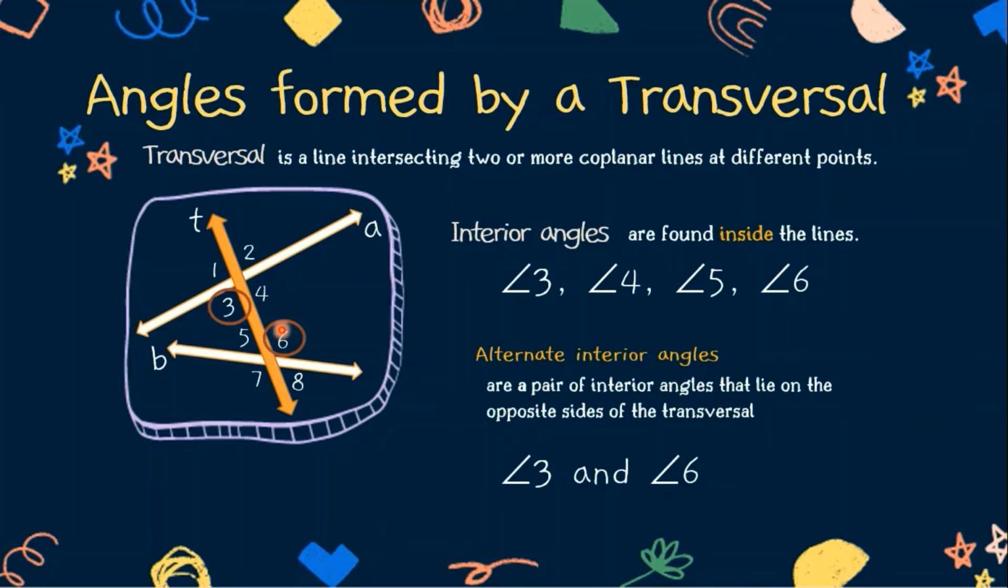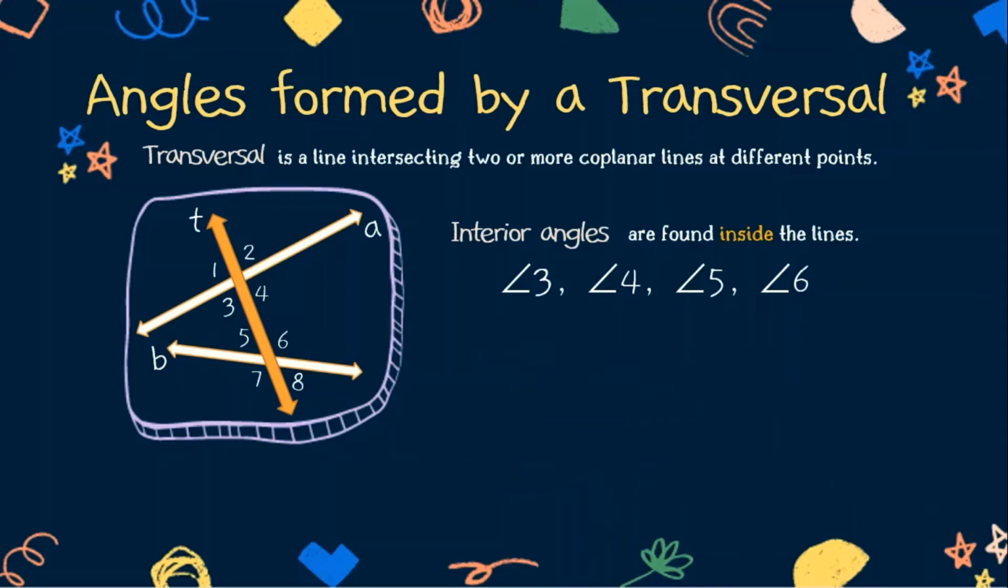Meron pa tayong isang pair. We have angle 4. Ito ay nasa right side ng transversal. At isa pang interior angle na nasa left side naman ng transversal, angle 5. Therefore, angle 4 and 5, they are alternate interior angles. In this illustration, we're able to form two pairs of alternate interior angles.